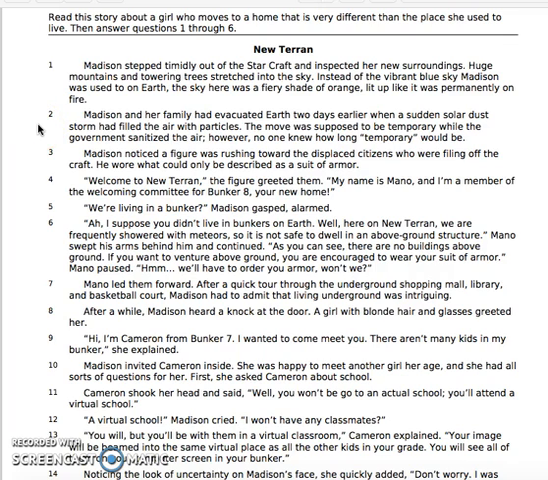Madison and her family had evacuated Earth 2 days earlier when a sudden solar dust storm had filled the air with particles. The move was supposed to be temporary while the government sanitized the air. However, no one knew how long temporary would be.